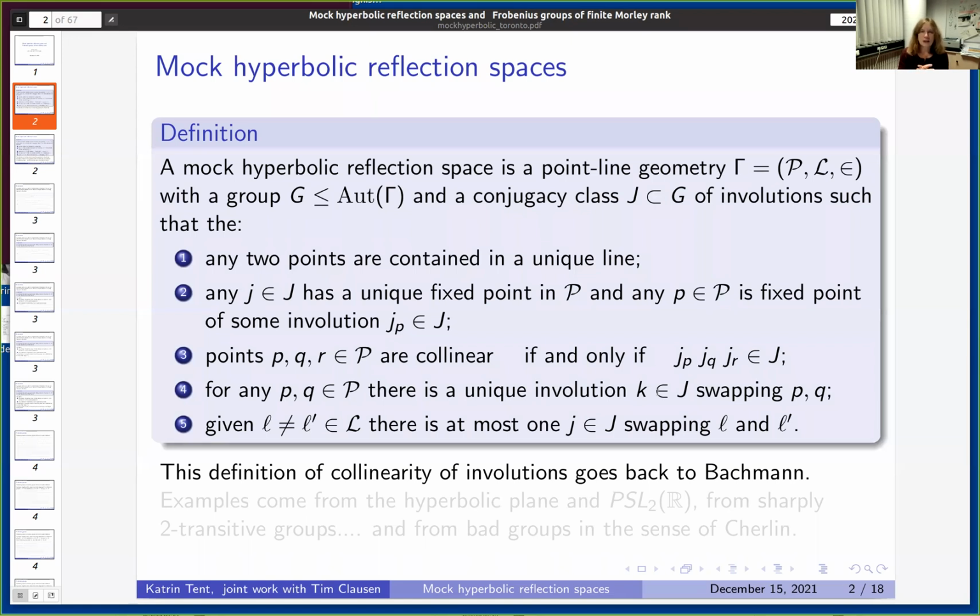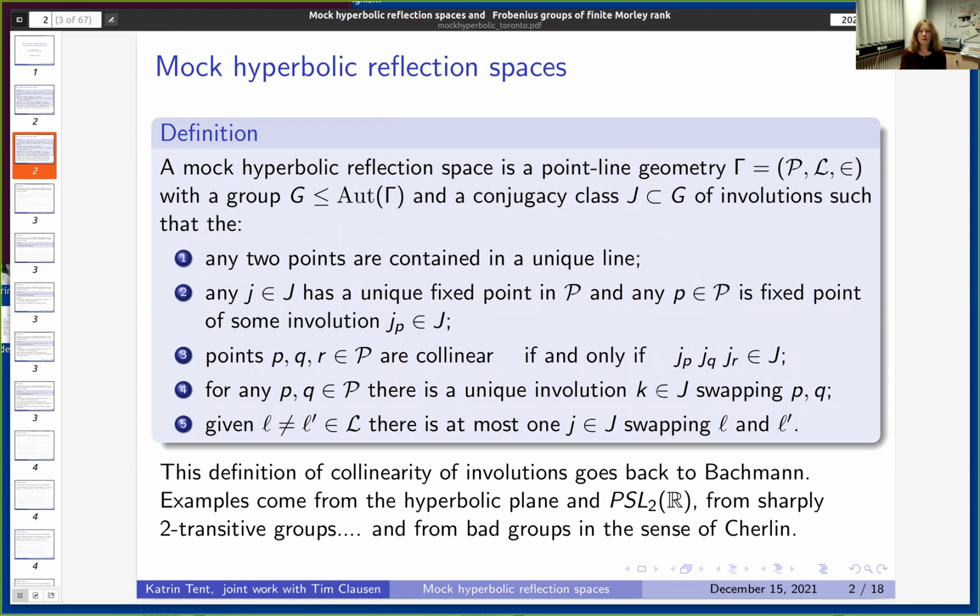And I already mentioned this kind of geometry based on involutions goes back to Bachmann. And the name comes from the fact that one example of such a geometry is the hyperbolic plane with the action of PSL2 over the reals. But of course, also if you just take the real line and you take all the reflections around a point in the real line, this will be an example. It's easy to check. There, a product of 2 such reflections is a translation on the real line. Of course, the automorphism group is the affine linear transformations. So this is a sharply 2 transitive group.